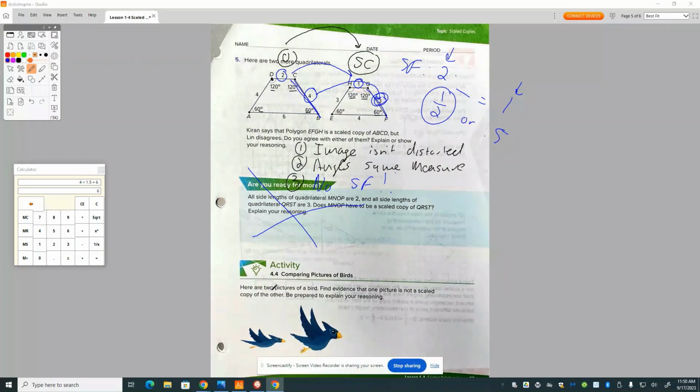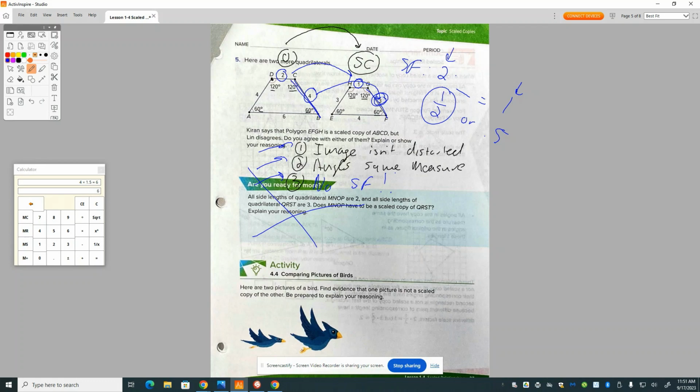So looking at activity 4.4, here are 2 pictures of a bird. Find evidence that one picture is not a scaled copy of the other. Be prepared to explain the reason. Now the main thing here again is to notice our 3 reasonings or 3 facts about having scale factors. Now this one in particular, I noticed that the image is not exactly the same. It's a little bit distorted.